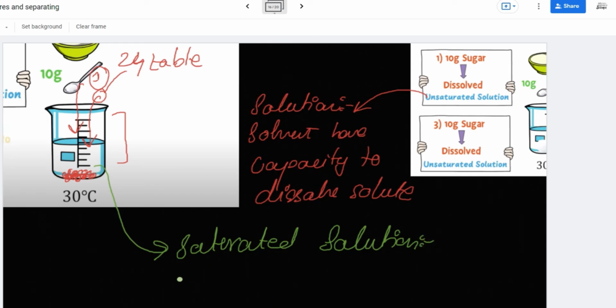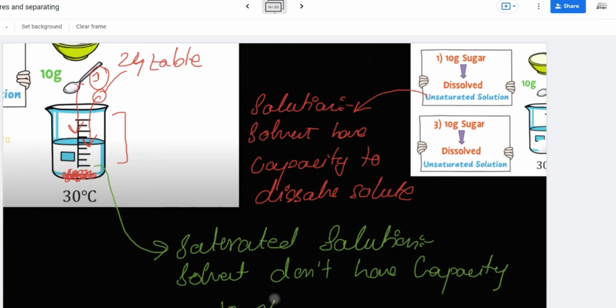Or in easier words, you could say that the solvent does not have the capacity to dissolve the solute. Okay? So when you see that some of the sugar is settled down and not all of it is dissolved, then this is called a saturated solution.